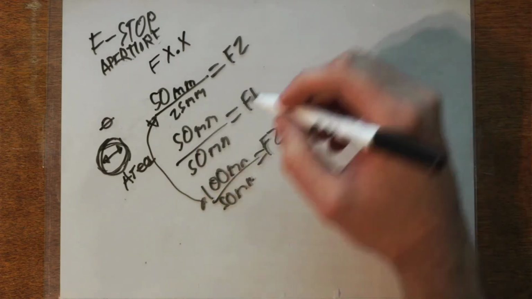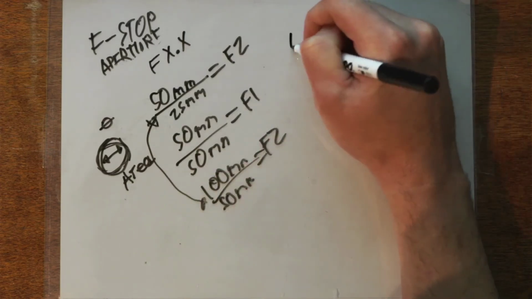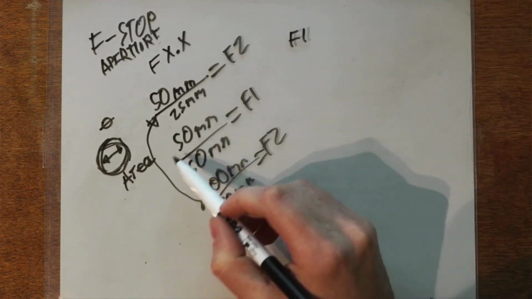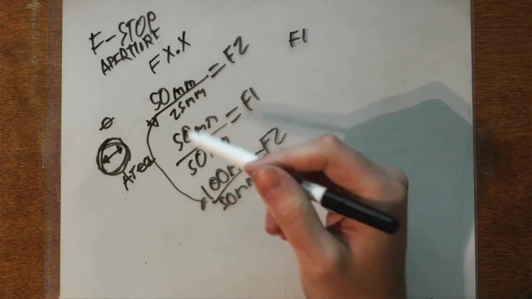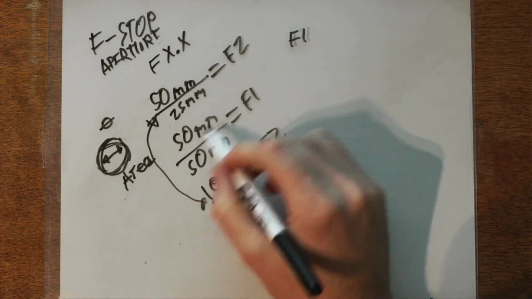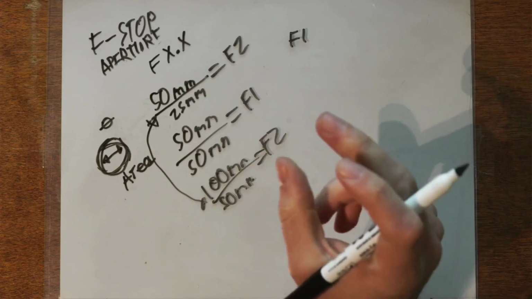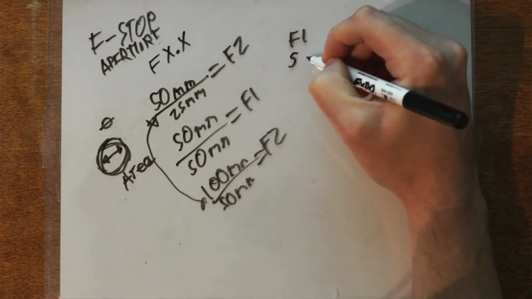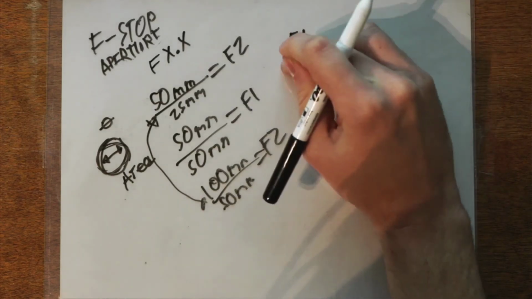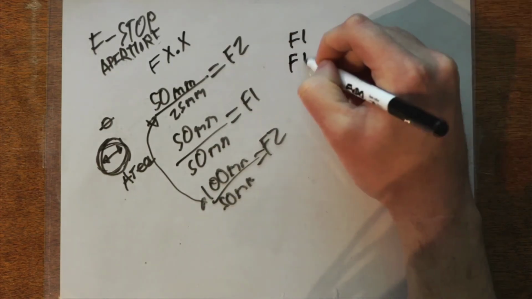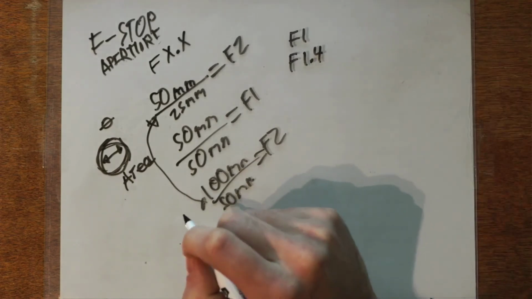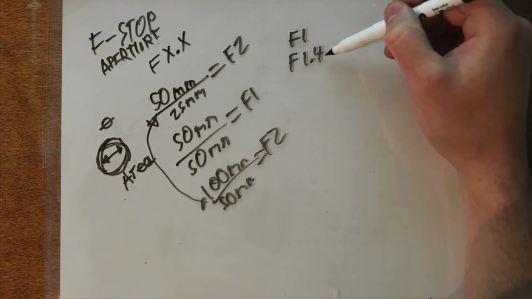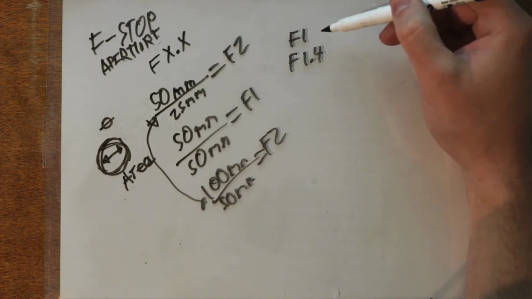So f1 is even, right? 50 millimeter length of the lens, and we'll talk about that in a minute. 50 millimeter length of a lens and 50 millimeter aperture size. Then we go to f1.4. f1.4 is half the amount of light that f1 is.